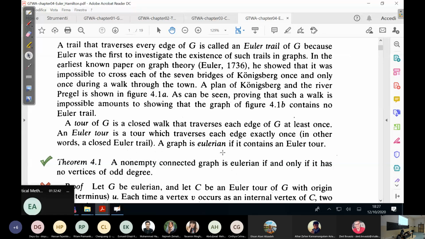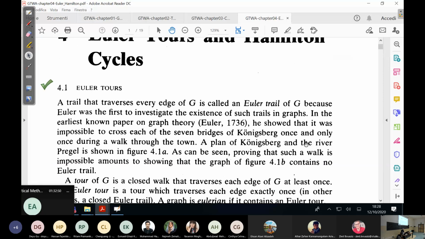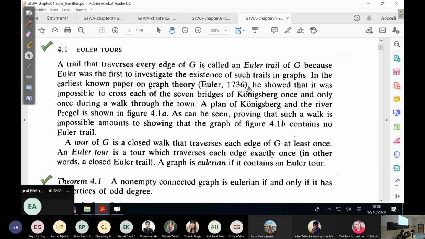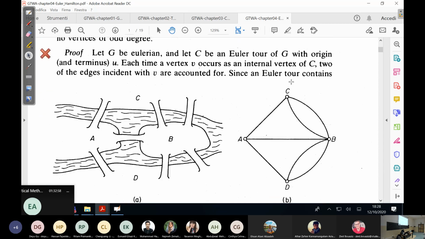And a graph is said to be Eulerian if it contains at least an Euler tour. The thing started in 1736 because of Königsberg, a city still existing now with the name of Kaliningrad.